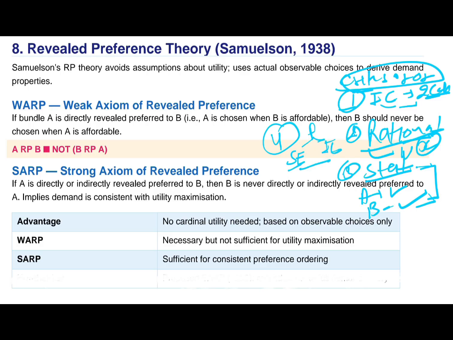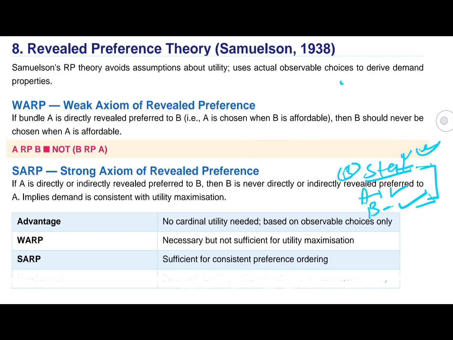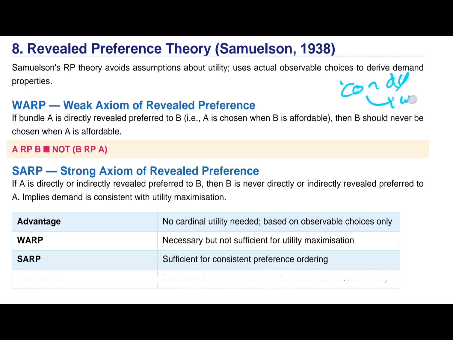So in 1938, Samuelson gave the revealed preference theory. In both the cardinal and ordinal approaches, we have assumed what consumers like. But in the revealed preference theory given by Samuelson, the consumer tells us about their choices, what they like and what they don't like. It is explained with the revealed preference theory based on two axioms. The first axiom is the weak axiom of revealed preference.